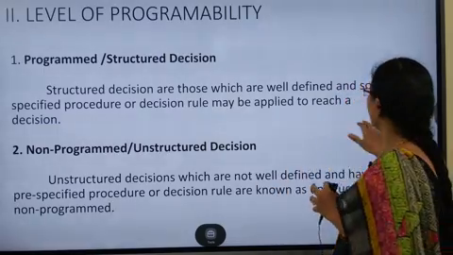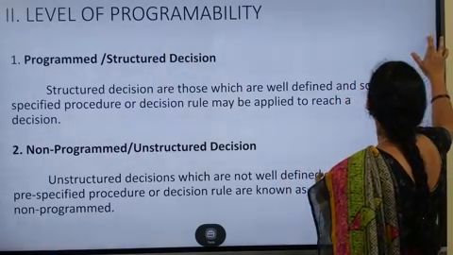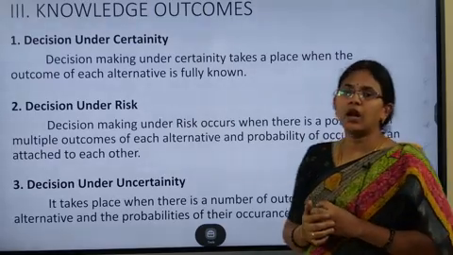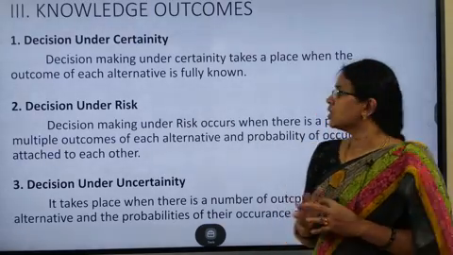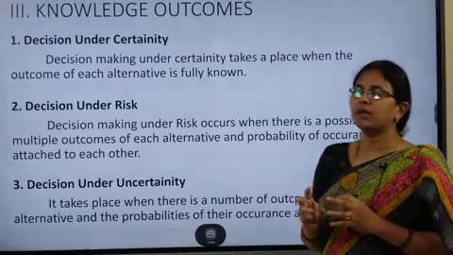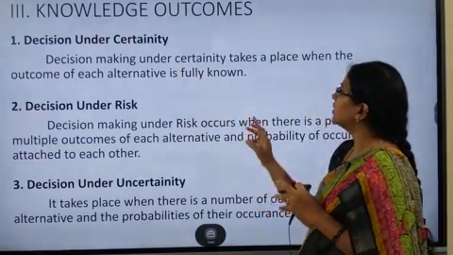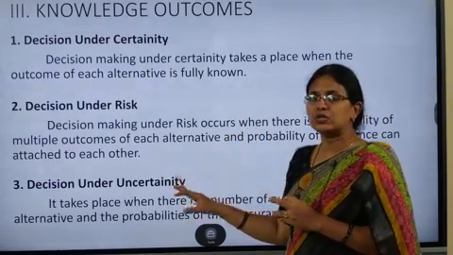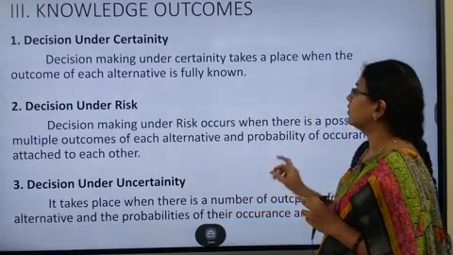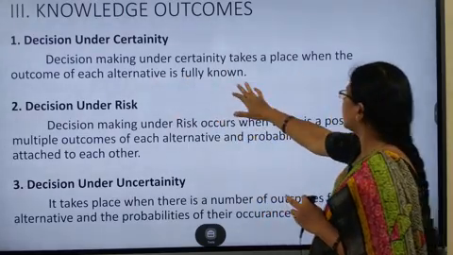So these are the two major categories you can see in level of programmability. And third one, knowledge outcomes. Under knowledge outcomes, there are again three categories: decisions under certainty, decisions under risk, and decisions under uncertainty. Okay, come to the decision under certainty.